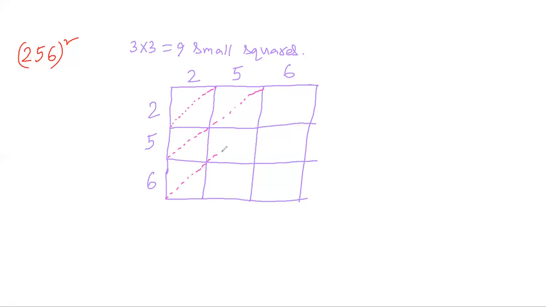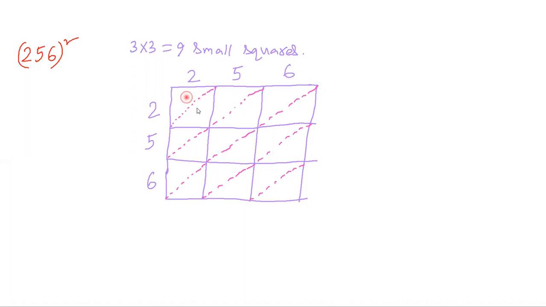So these are the diagonals. In this way you have to draw a diagonal for every small square. Now first we have to take these 2 and these 2. If you multiply these 2 and these 2, 2 into 2 is 4, and that result we have to write in this place.